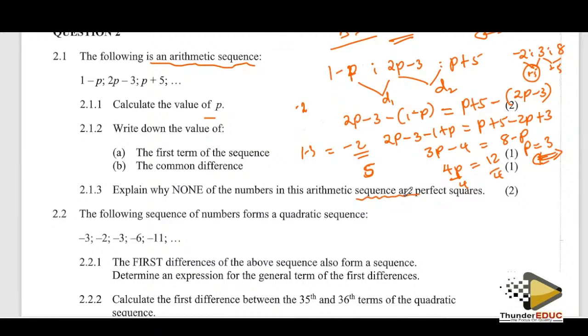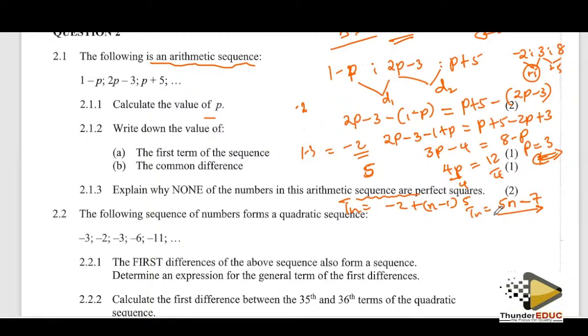Now, one thing we need to know is that if we look at, let's say, the Tn of this sequence, it's going to be -2 plus n minus 1 times 5. When we open this up, we're going to have 5n minus 5 minus 2, that is 5n minus 7. Okay, so this is the general Tn.